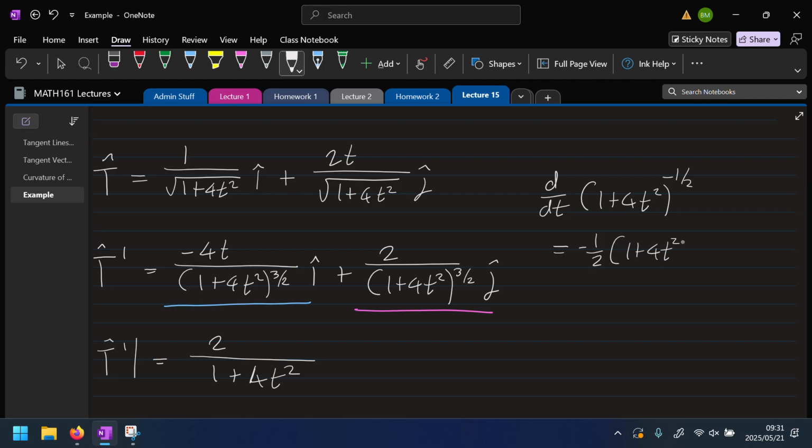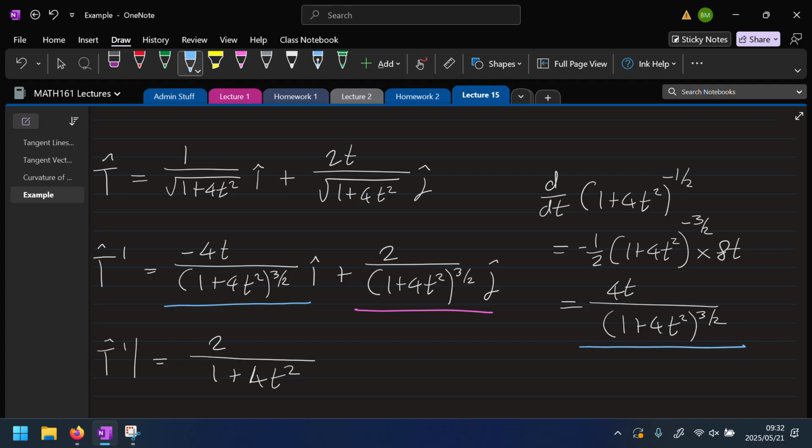(1 plus 4t squared) to the minus a half minus 1, so that's minus 3 over 2. Times, and then chain rule, derivative of the inside, that will be 2 times the 4, so that will be 8t. Okay, then the minus can stay. 8 over the 2, that will be a 4. So we have 4t. And then the minus 3 over 2, we can put that to the bottom. Okay, and then that will be the blue part here. Yeah, and that's the same for the pink part.